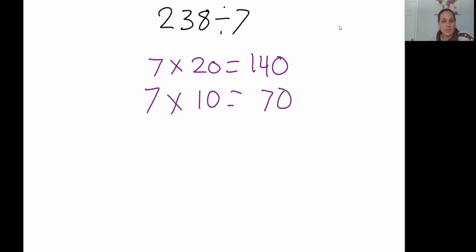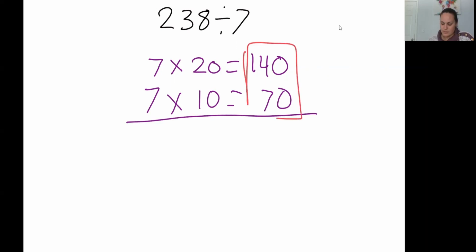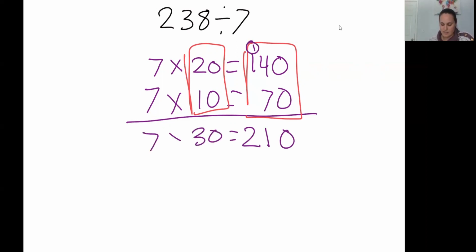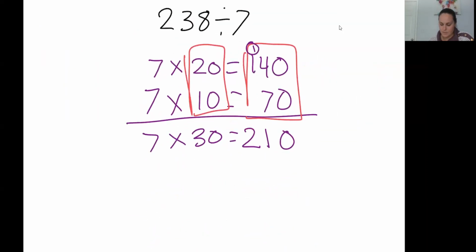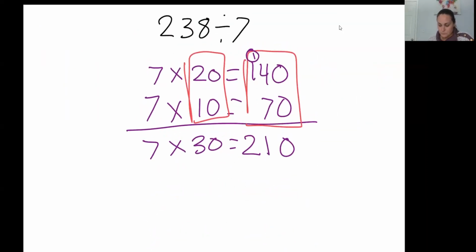Now I'm going to put these together and see where I'm at. I'm going to add them up just like I've done before. So 140 plus 70 gives me 0, then 11, carry my 1, 210. Okay, so 7 times 30 gives me 210, which is kind of what we figured out up here with those 30s. 7 times 30 gave me 210. All right, so now I have to get the rest of the way up there.